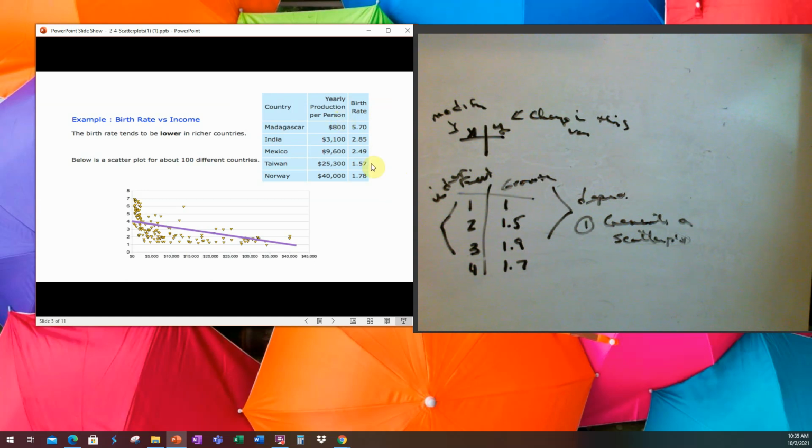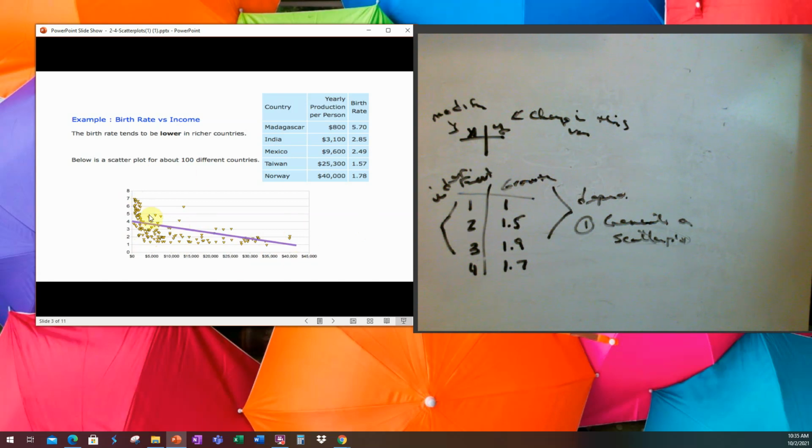And with better education, they tend to have a better future. Let's control our birth rate, have methods to do that. Okay, so if we plotted all of these things, this is about 100 different countries that they went through here and plotted these things out. Okay, and the points are the scatter plot.